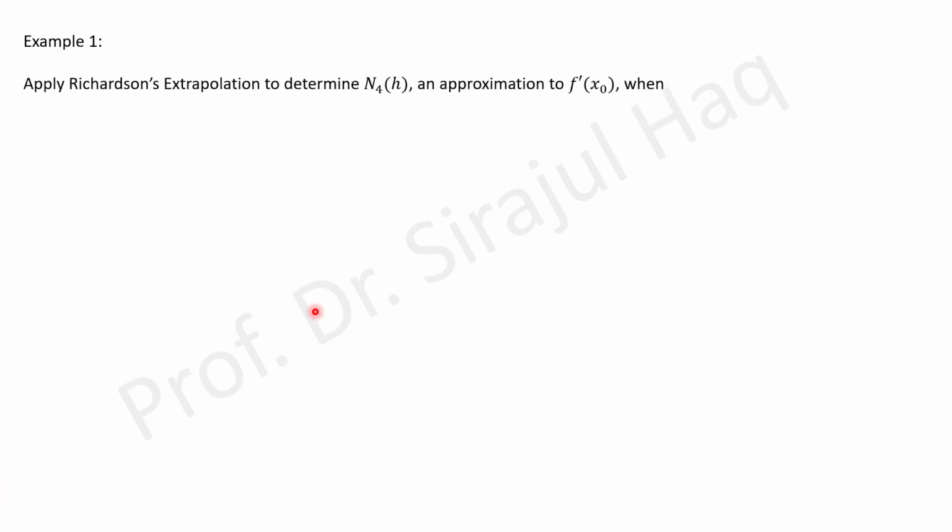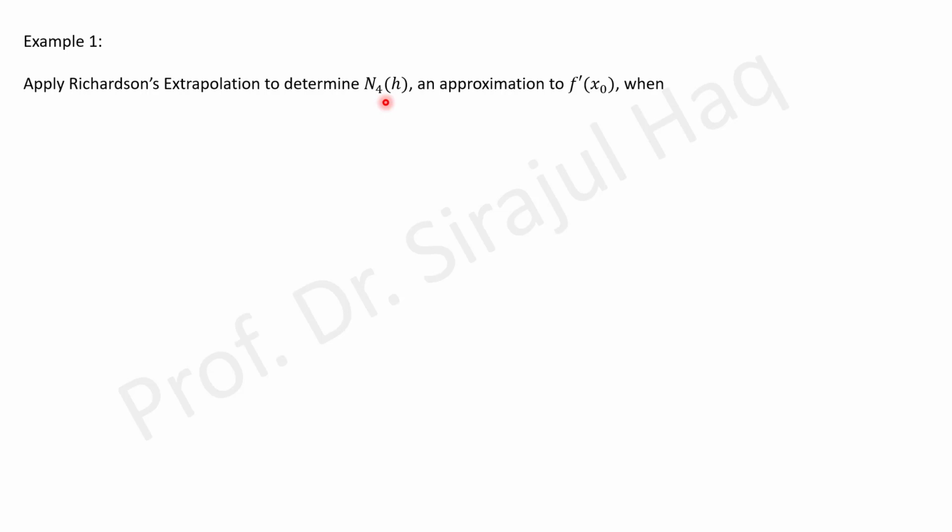Let us consider an example. The question is: apply Richardson extrapolation to determine N4 of h, an approximation to f prime of x0. It means that the target is to find the derivative of the function at x equal to x0. You are given N4 of h, you have to find it out. This is not restricted to which formula you are using. Are you using the formula where 2 has been used or 4 has been used? There is no restriction on it.